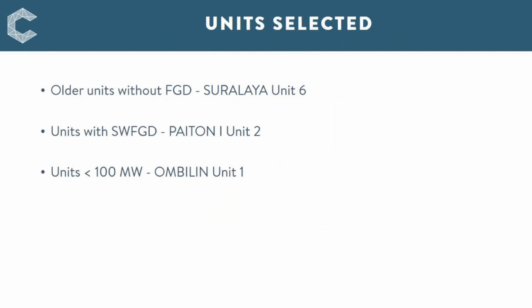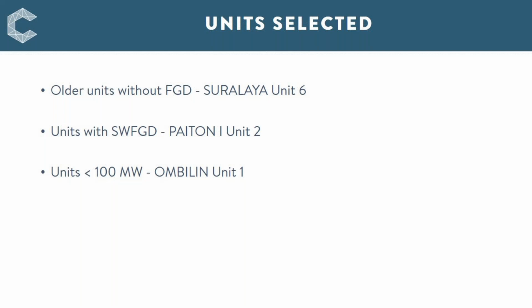Okay, so we've chosen an older unit which does not have FGD in place, which is Suralaya Unit 6. That's one of our 23 highest emitting plants because it is a plant that runs at an extremely high rate. It is very important to the Indonesian grid.